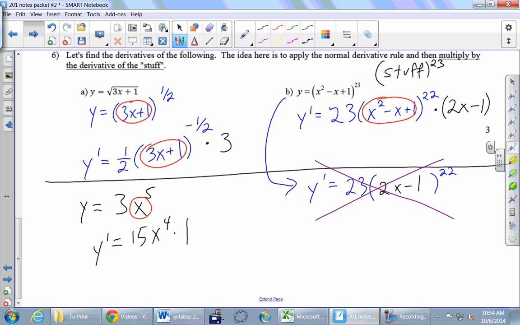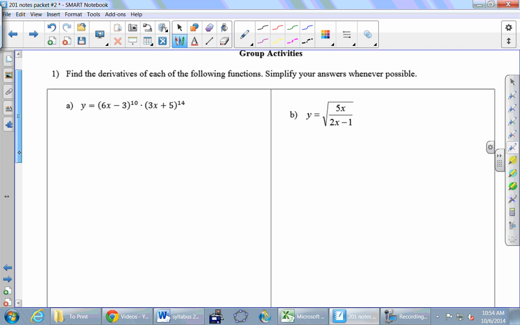Okay, so activity starts there. Let's see how far we can get.